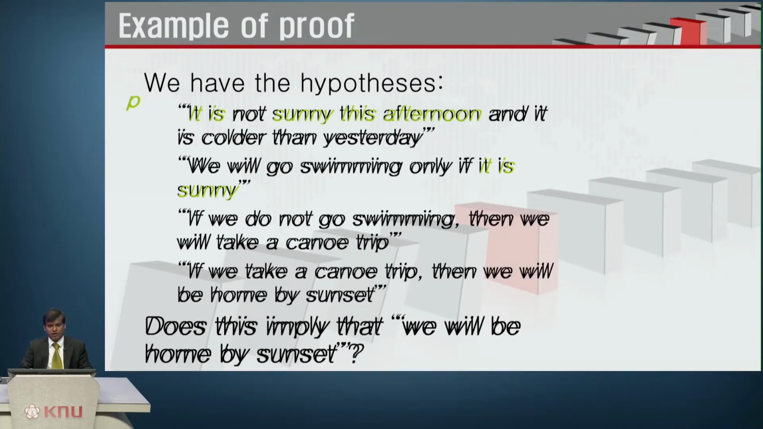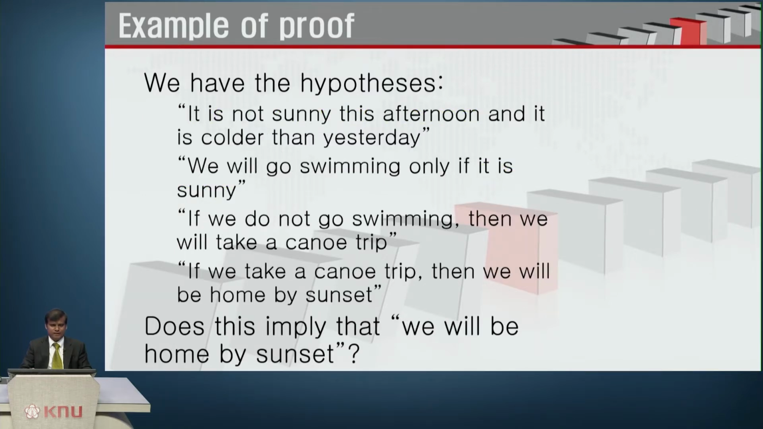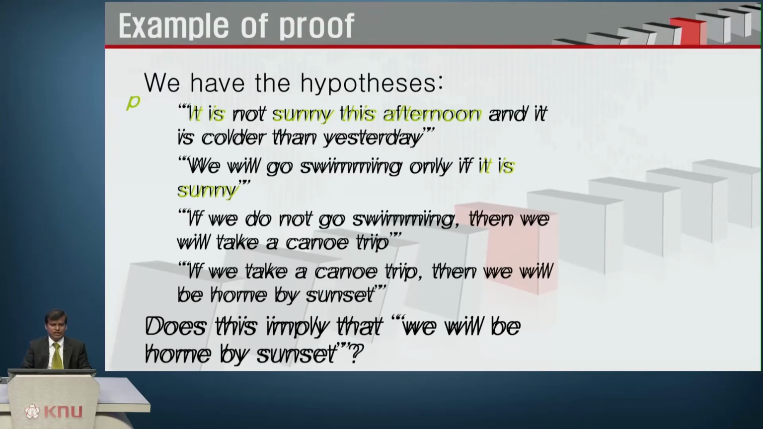The font has been changed, but it's the same sentence that we have seen earlier. Just a color expression has been used here for us. So it is not sunny this afternoon and it is colder than yesterday. Let's take P as it is sunny this afternoon. Q is it is colder than yesterday. R is we will go swimming. S is we take a canoe trip. T is we will be home by sunset.